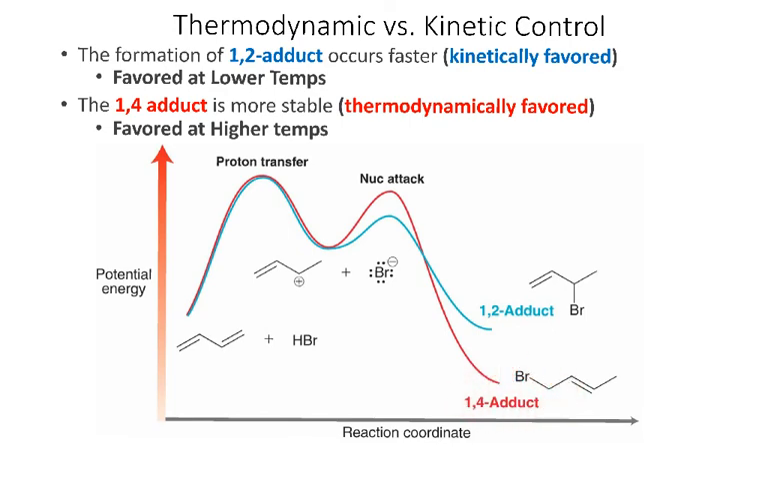Now, as far as why the 1,4 adduct is more stable thermodynamically, if you remember when we first introduced alkenes, we talked about which alkenes were more stable. The more substituted an alkene, the more stable it is. This alkene just has one carbon coming off the carbon-carbon double bond, whereas this one has two. So that's why the 1,4 adduct is more stable.